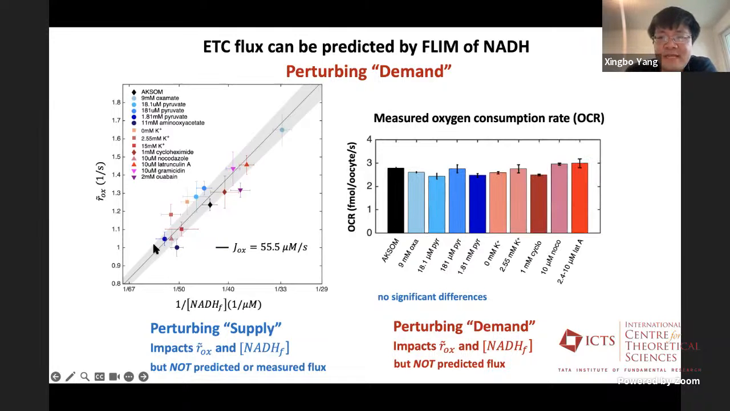And you also do the same test where you measure oxygen consumption rate under the same perturbations, again using this respirometer I just described, and there are no significant differences. So it confirmed that even perturbing demand through so many different approaches, you're not changing the flux, even though you changed NADH concentrations a lot, but the turnover rate seems to compensate for that.